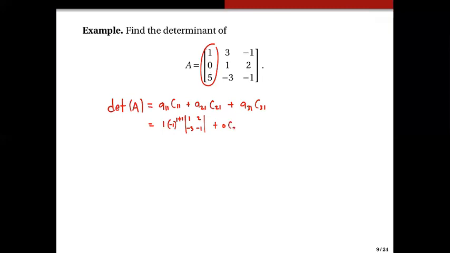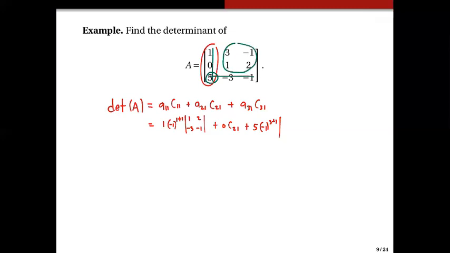And then whatever your C21 is, this is just 0. Plus A31. So this is your A31 here, so it's positive 5. So A31 will be 5. And C31 is negative 1 raised to 3 plus 1 times the determinant. So this is your A31. We remove this row and this column, and we'll just have this matrix here.